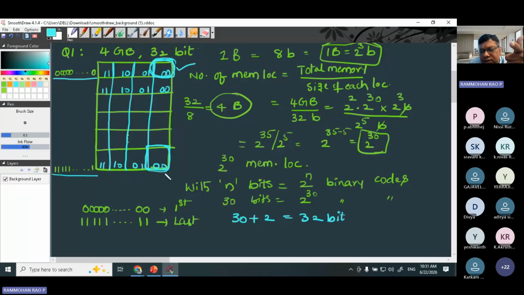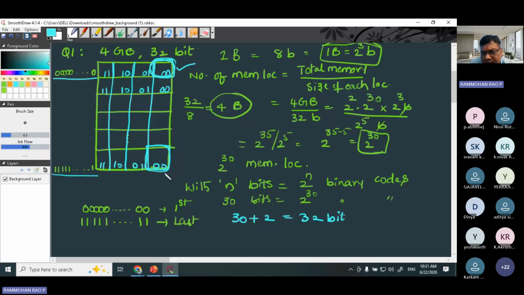There are a few students who got a 30-bit answer. I understand that they have only calculated the number of bits required to address a single memory location. In that memory location, how many bytes are there? And for every byte, you should generate an address. That part they have not done. Those who got 30 as the answer, for them there was a misunderstanding. Those who got 32-bit as the answer, they have done it clearly.